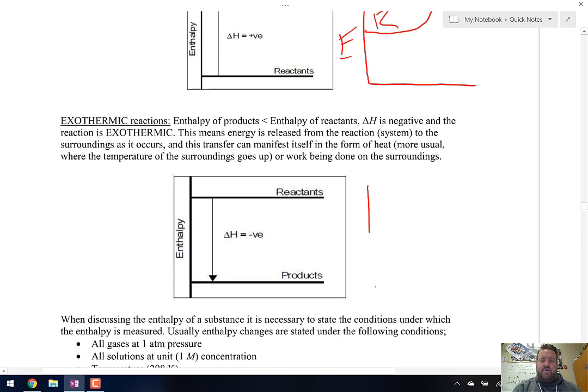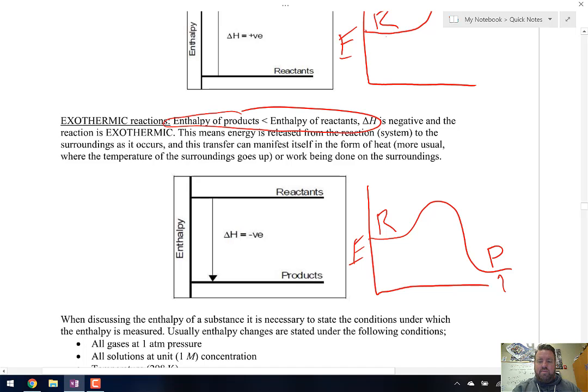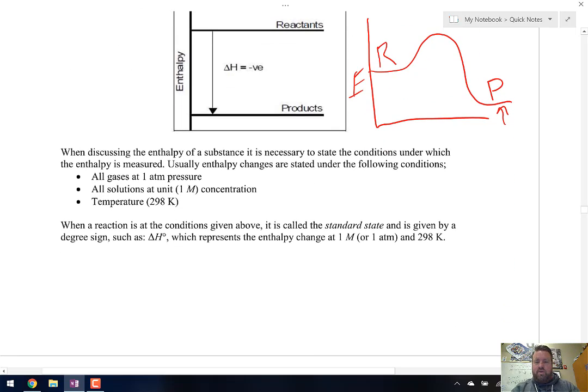In terms of exothermic, again, we know it looks like this. We know that the enthalpy of the products is lower than the enthalpy of the reactants. So that's really all you need to know there. Now, many times when you see delta H, they'll have a little degree sign up in the corner. All that means is that you're at the standard state. And when you're at the standard state, all of the solutions or gases or whatever are going to be at the same conditions.